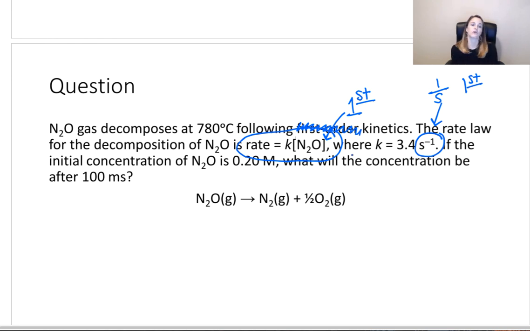Okay, now I've told you it's first order, I've given you the rate law and the rate constant. Now my question to you is, if the initial concentration was 0.20 molar, what will the concentration be after 100 milliseconds? Go ahead and try it. Let me clean this up for you so you have a good shot of it when you pause your video right now.